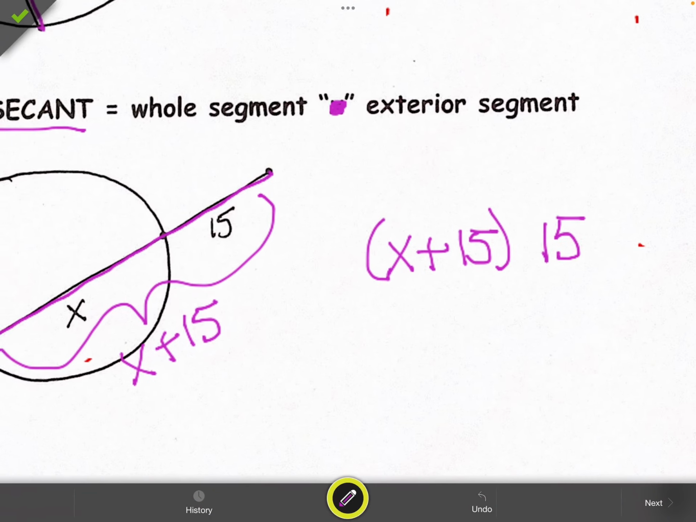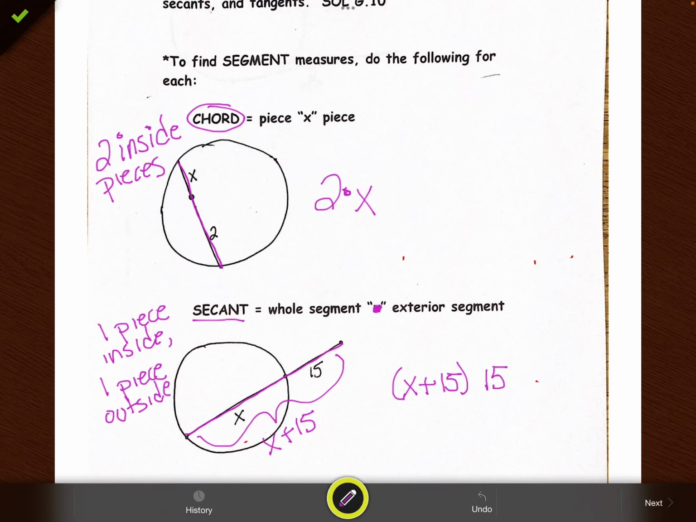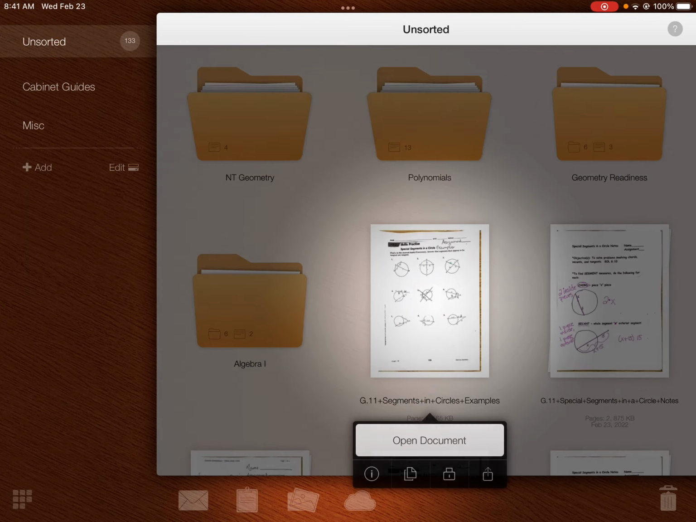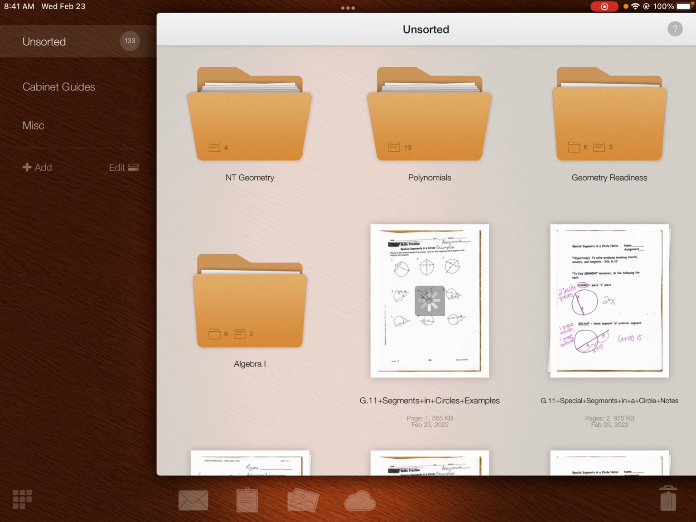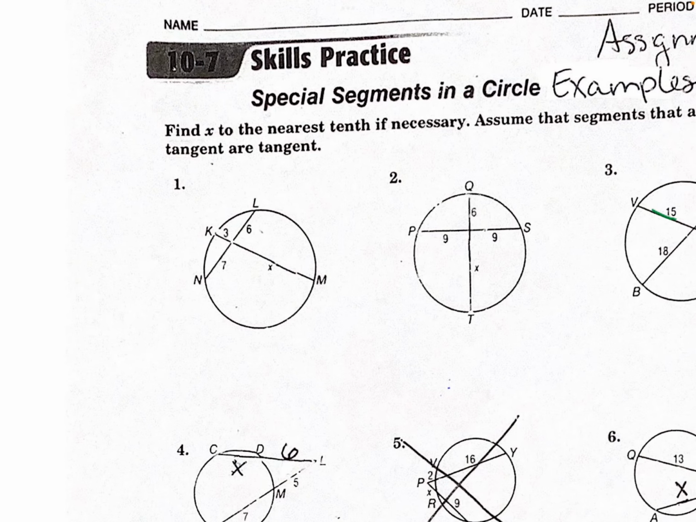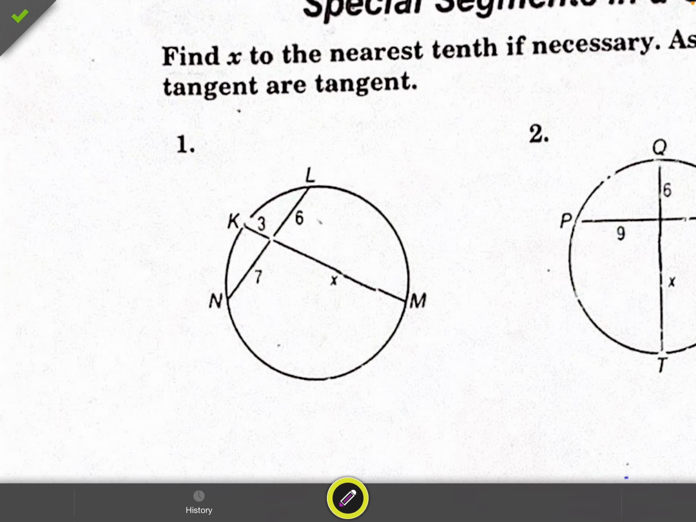So tangent, to set it up, we square it. Secant, we do whole times exterior. And chord, we do piece times piece. So let's actually look at some examples. It'll make more sense once we see. So what we're going to do is set up the 2 pieces of information, set them equal, which will make an equation, and then use Desmos to solve.